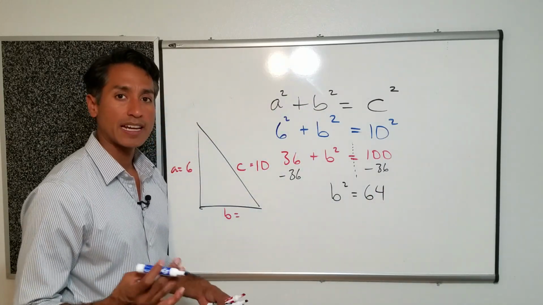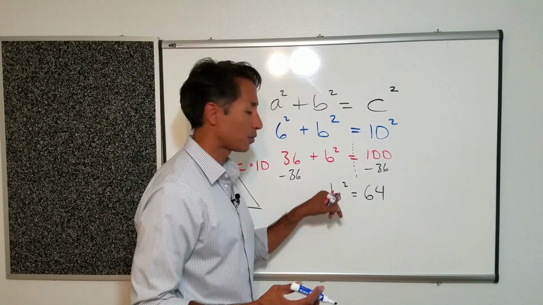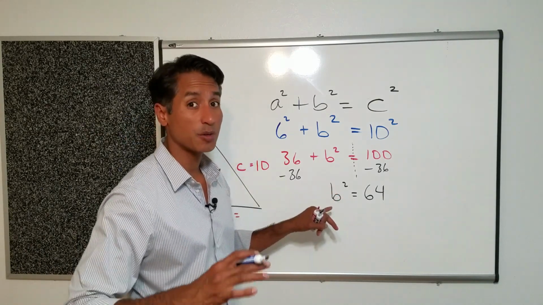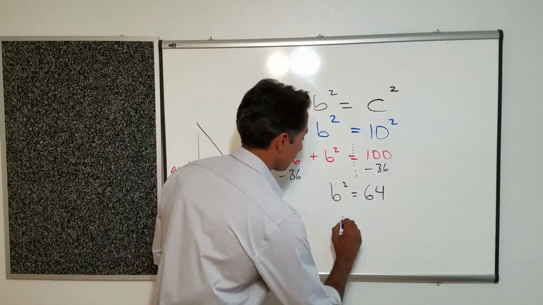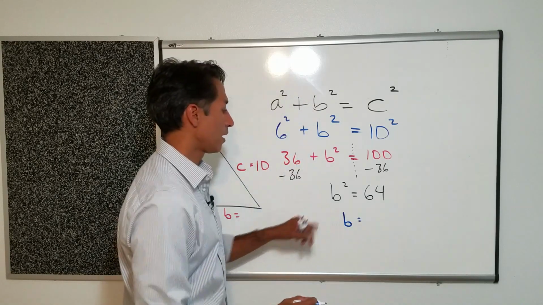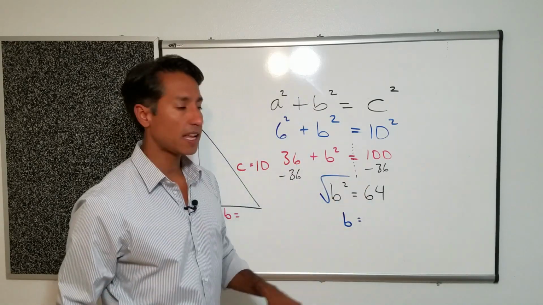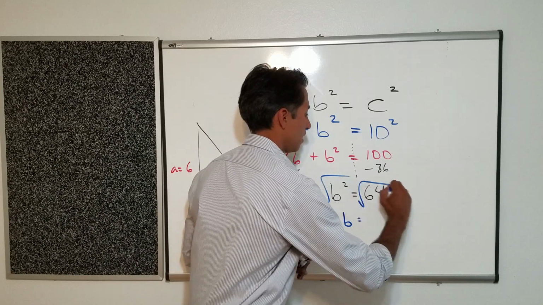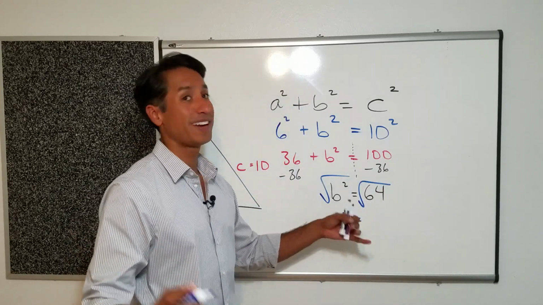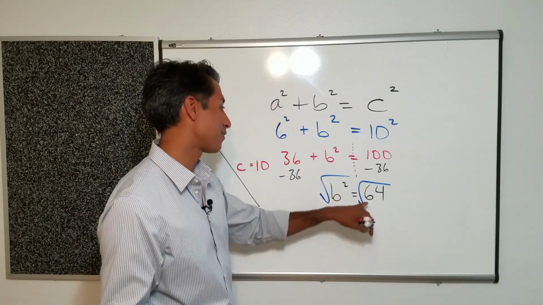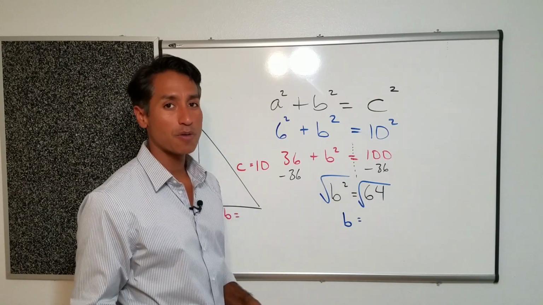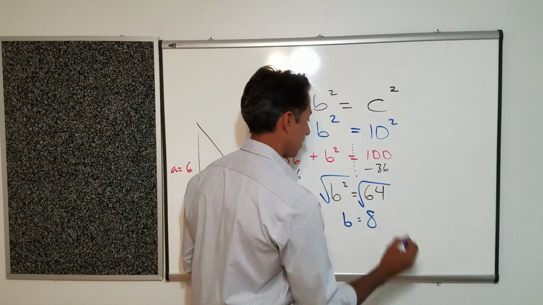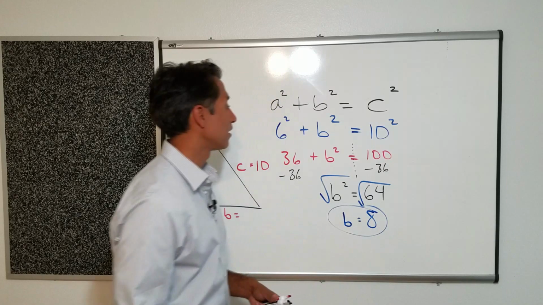From there, we need to isolate the variable even farther down because we don't care about b squared as an answer, we care about b. So in order to do that, we got to square root one side, and what you do to one side, you got to do to the other. Oh, what do you know? It's a perfect square. So therefore, the square root of 64 is just 8. And so that's our final answer.